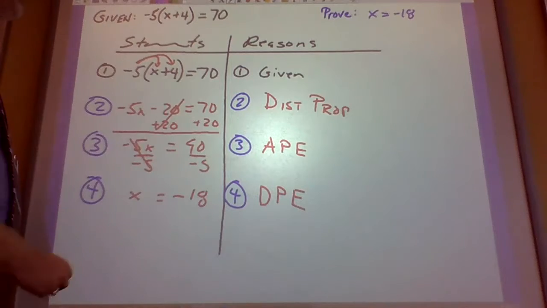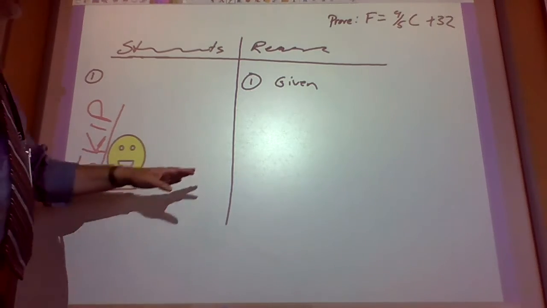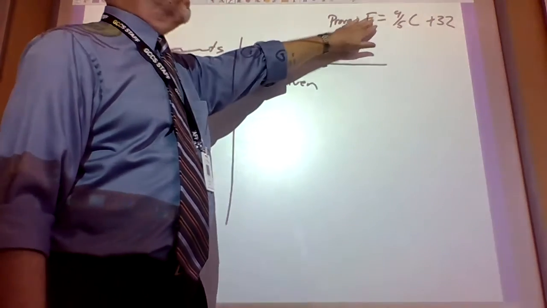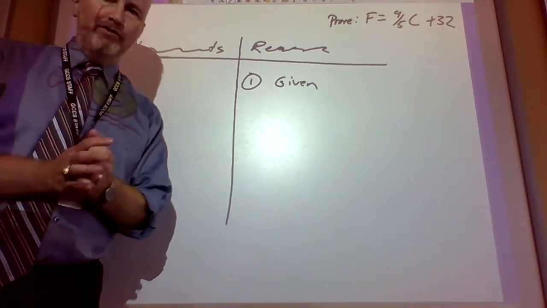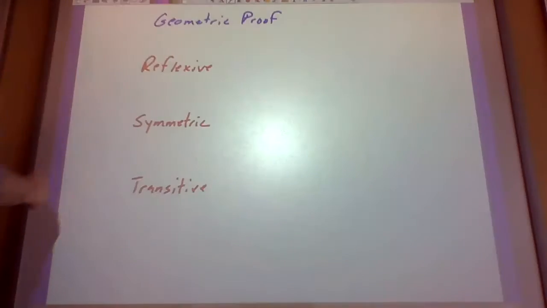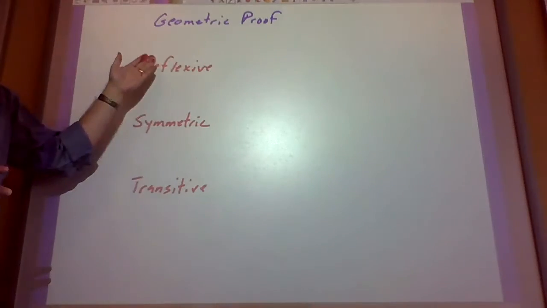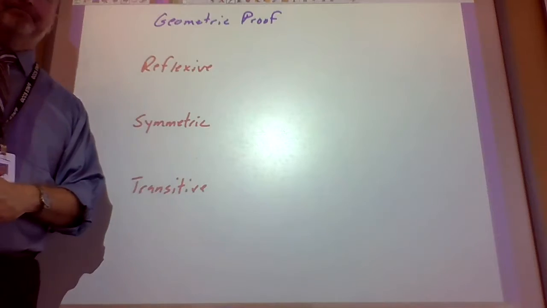All right, moving on. Okay, on this slide, we've got a skip slide, which always brings out a happy face. All right, good job. Back in the day, we used to use the formula for Celsius to prove the formula for Fahrenheit. Usually a pretty juicy problem. We're going to skip it for now. Maybe later on we'll do something like that. And then the geometric proof, we're going to use these 3 guys a lot.